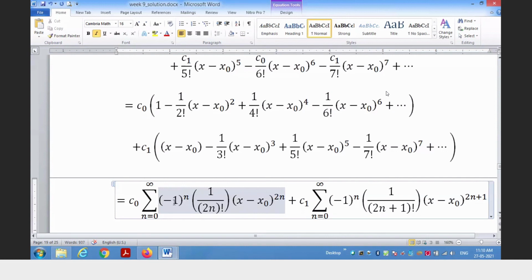Okay, and then this one you can write as this. C0 times the summation from 0 up to infinity of (-1)^n, times 1 over (2n)!, because we have 2, 4, 6, 8, and so on. So this one will be (2n)!, even, right? And then (x - x0)^(2n), because now you have powers of 2, 4, and so on. So 2 factorial, 2 to the power of 2 times n.